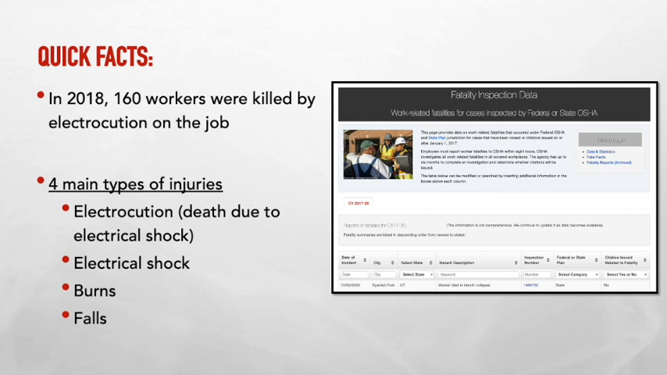Main types of injuries: you have electrocution, which is death due to electrical shock itself, burns, which are very common, and falls. Actually, one of the most common fatalities outside of electrocution is people being on a ladder and falling, or being at heights and falling. Once they're shocked, they lose control of their footing, and then they fall.